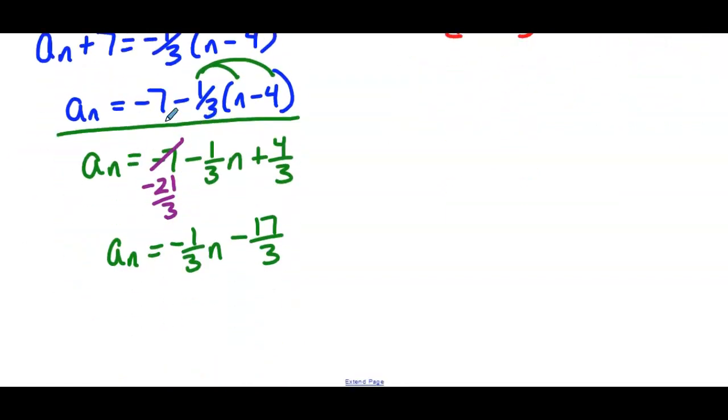Again, the only reason to go through the simplification, if you come up with this answer, and let's say it's a multiple choice question, and you don't see that as a choice, simplify your answer, simplify the choices, and then pick the correct one.